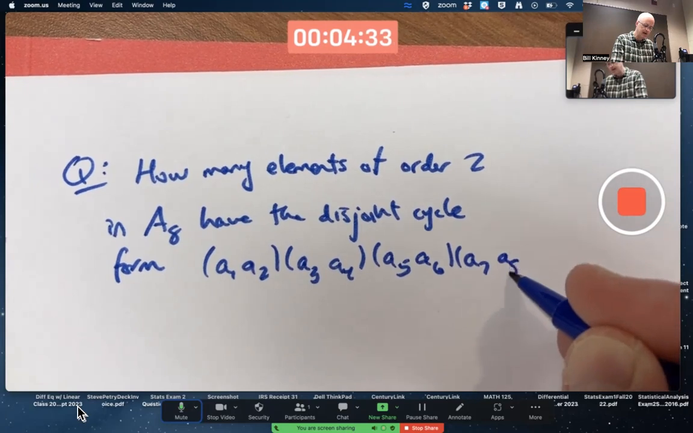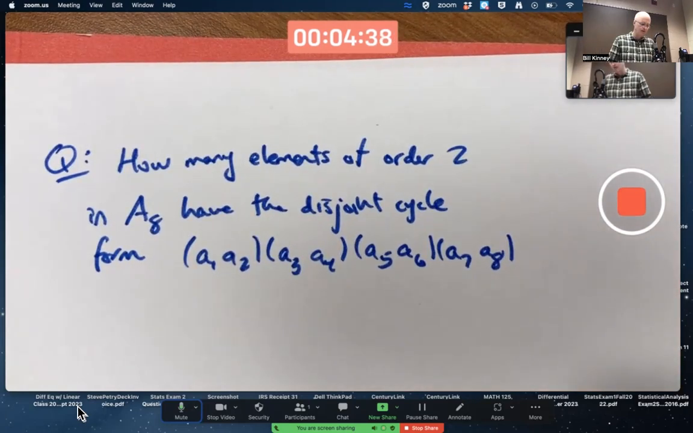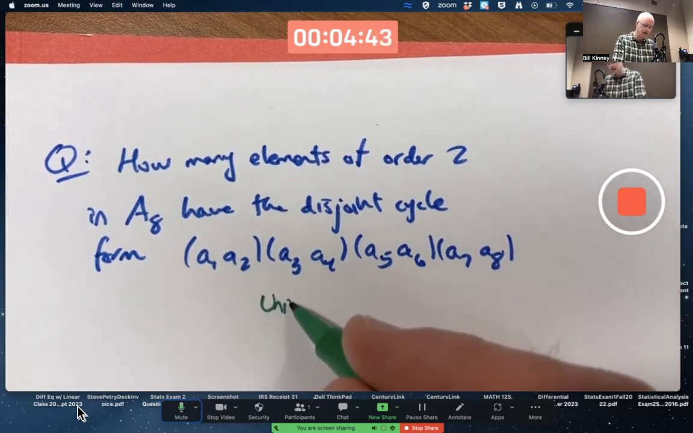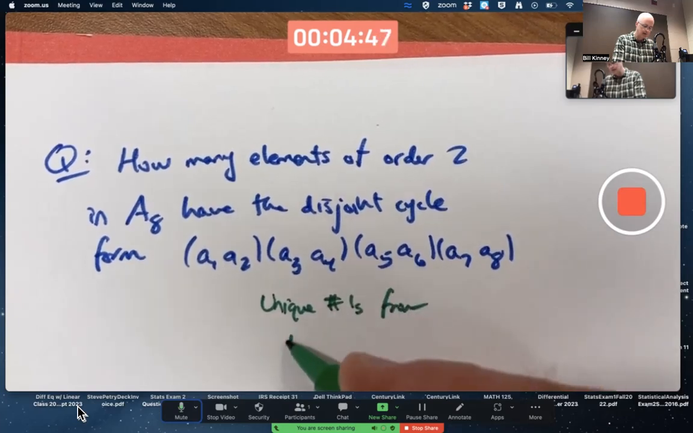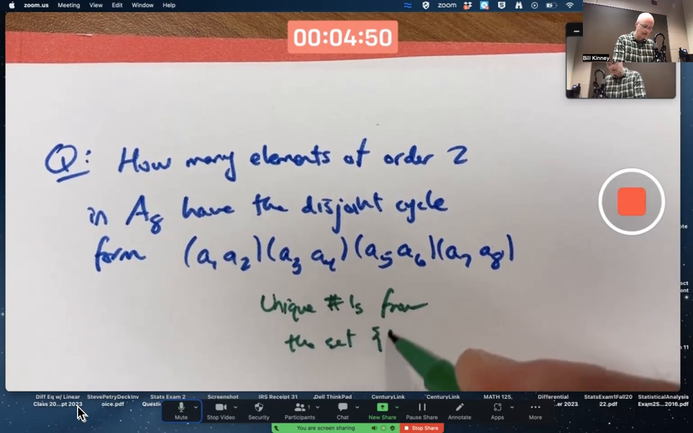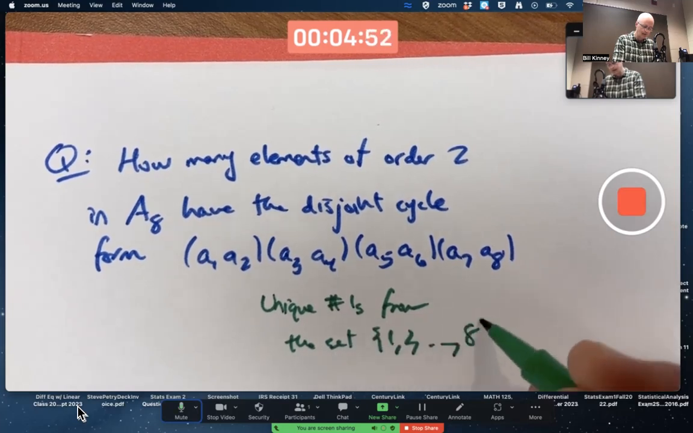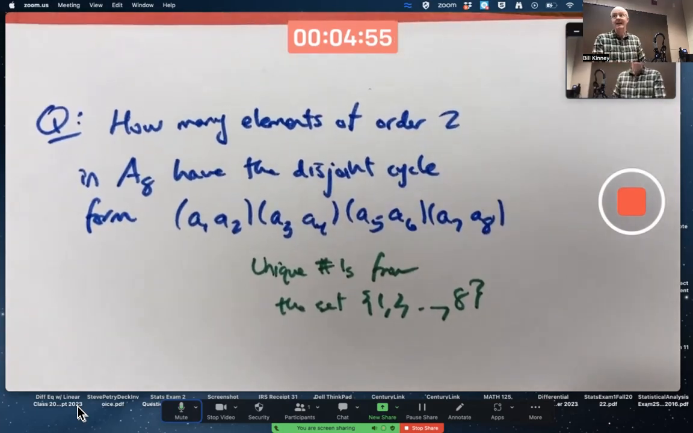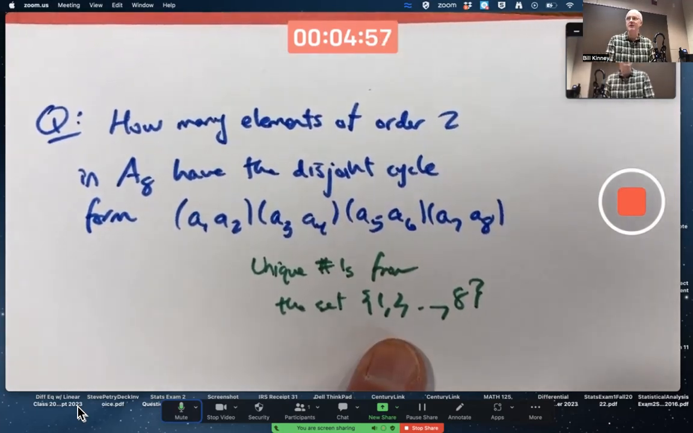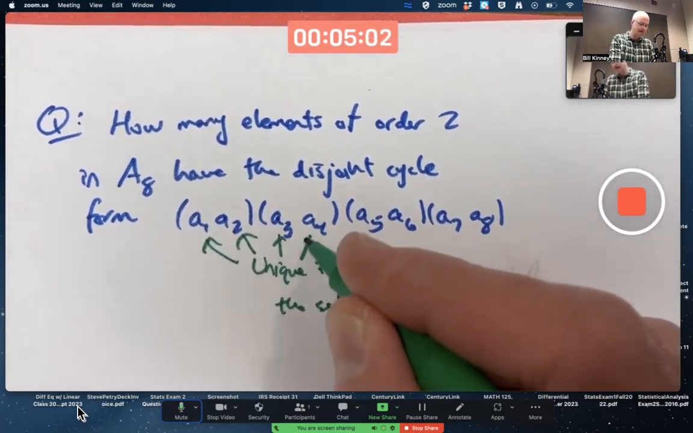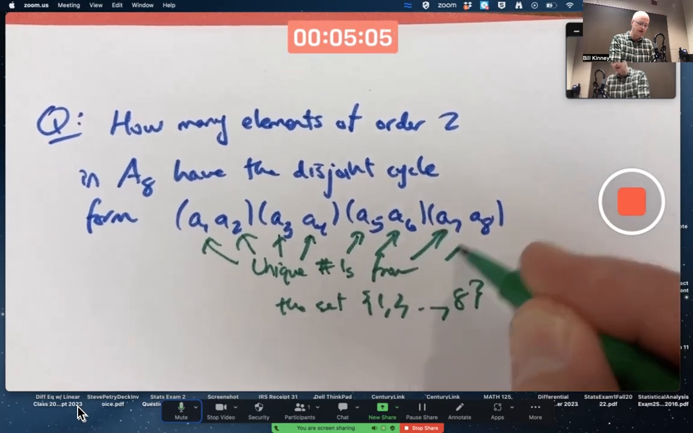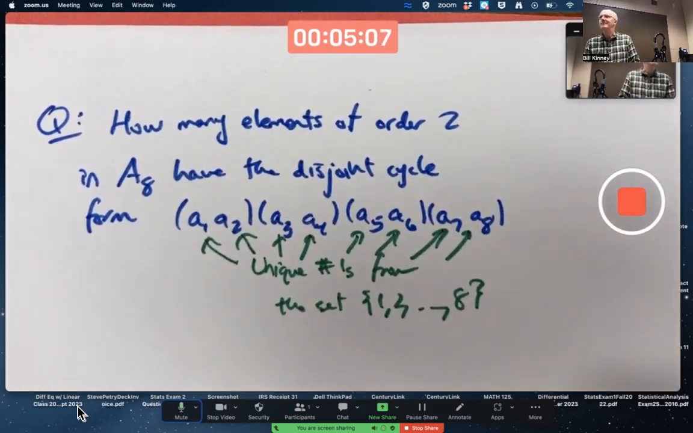These each represent unique numbers from the set of numbers 1 through 8. That is what permutations in S8 permute, those 8 objects. These A's are each unique, is what I'm trying to say. There's no repeats. They're disjoint cycles.